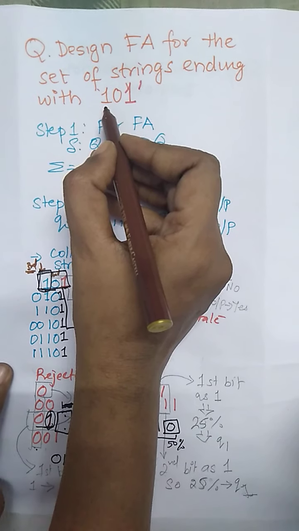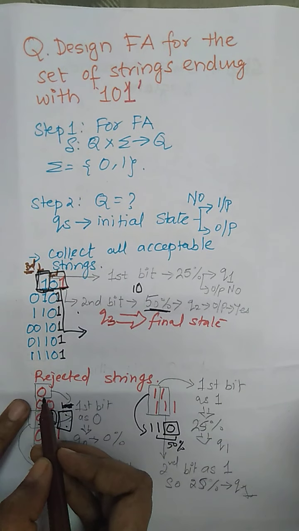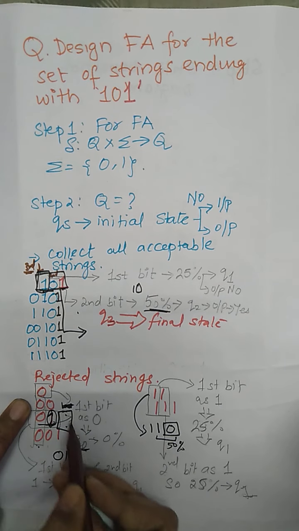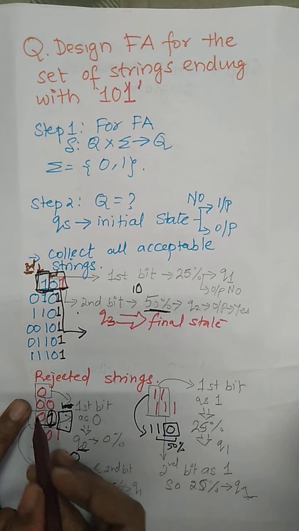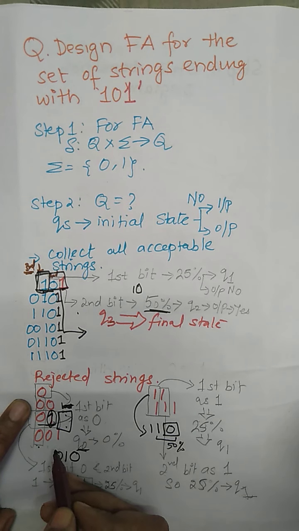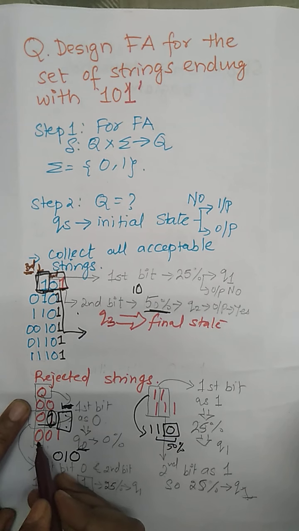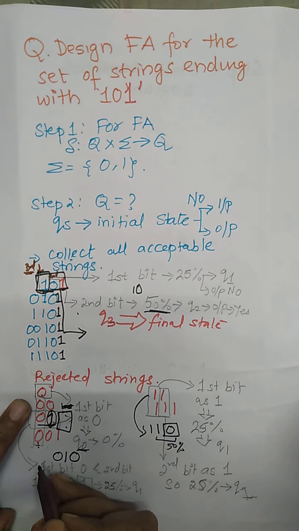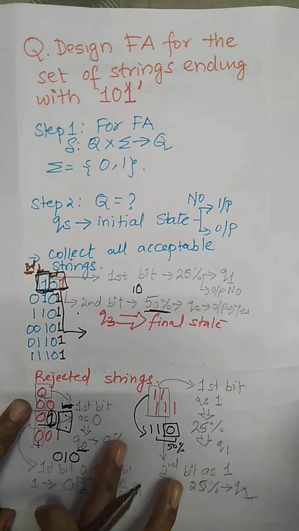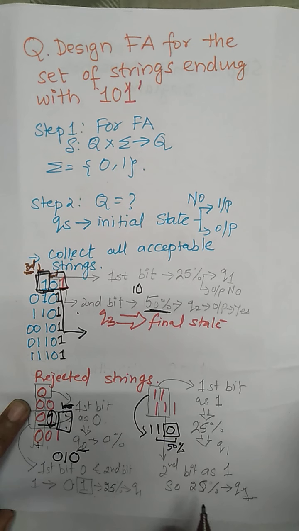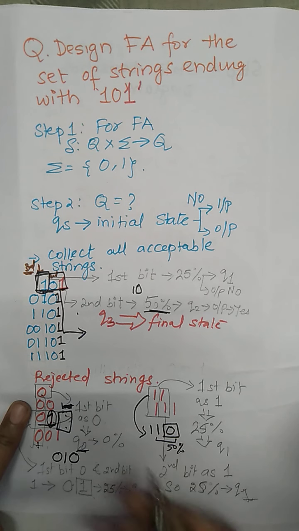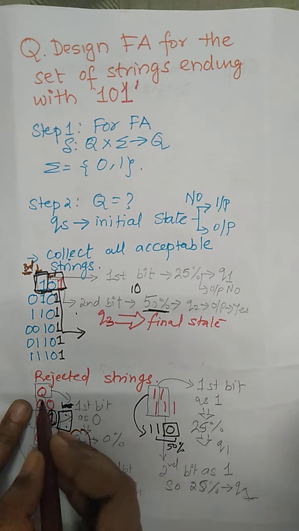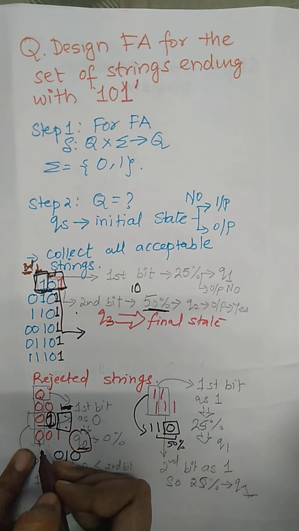Similarly, at the third position we may get 0. Here all the rejected strings are those in which the string has started with 0, that means the third position is 0. Those kinds of strings will be rejected and will be given the name Q0. So Q0 is the state in which the third position itself is 0.